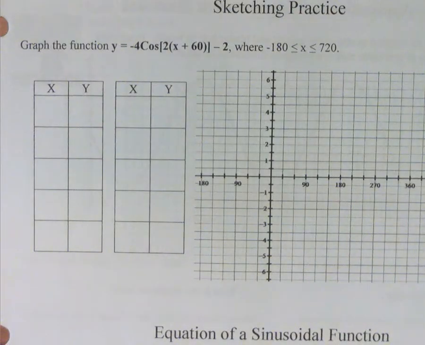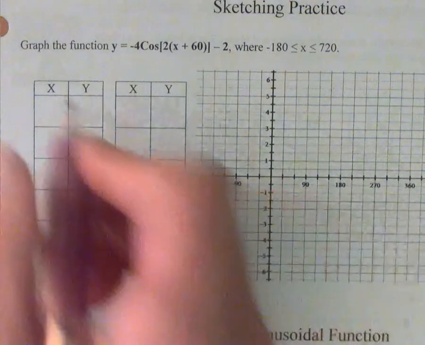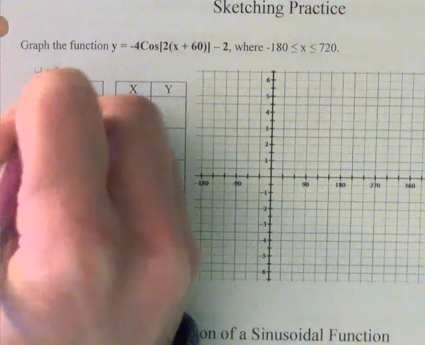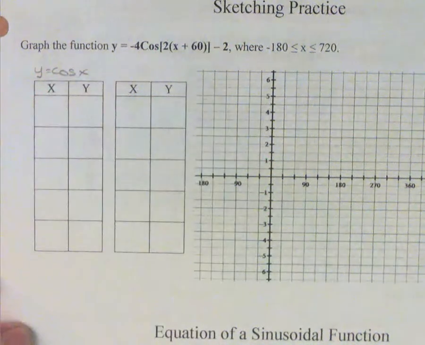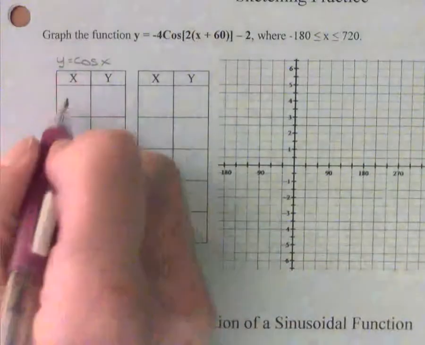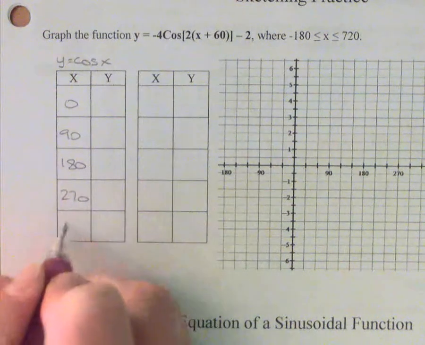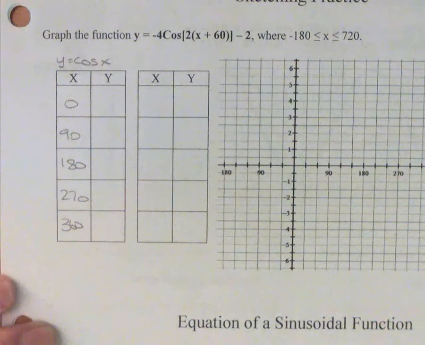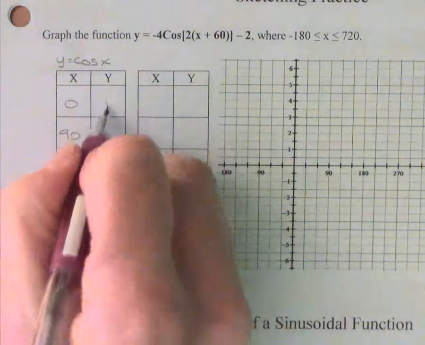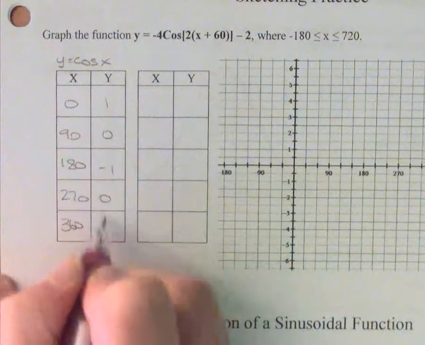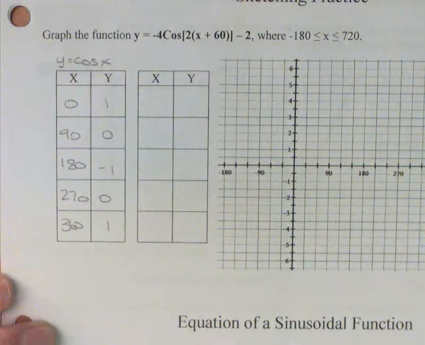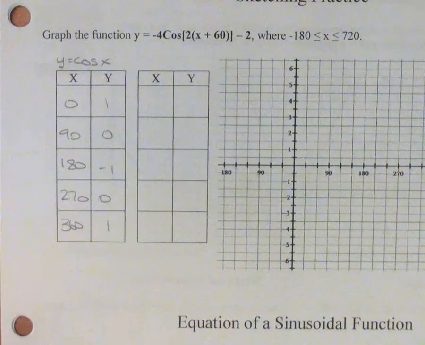Okay, let's look at sketching some cosine functions. So we have y equals cos x as our base function. Key values are 0, 90, 180, 270, and 360. Cosine starts at 1, 0, minus 1, 0, 1. And then we can look at what's happening to the function.